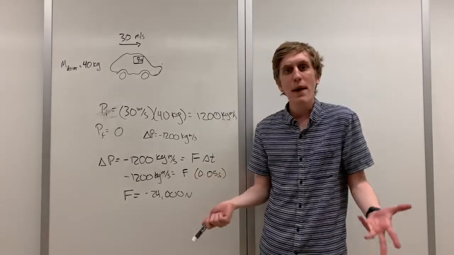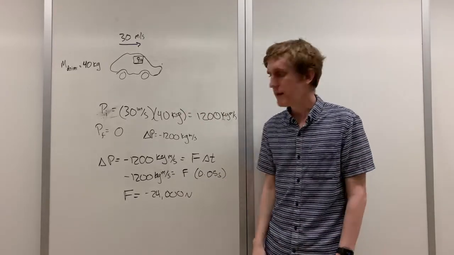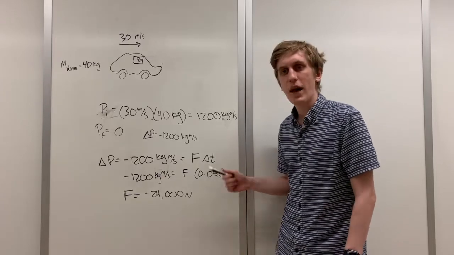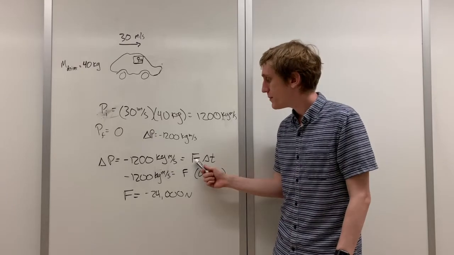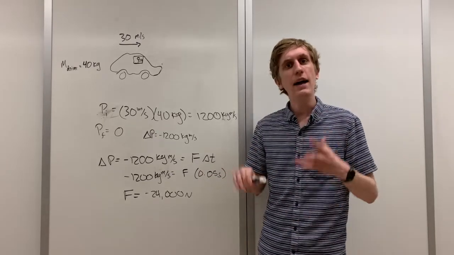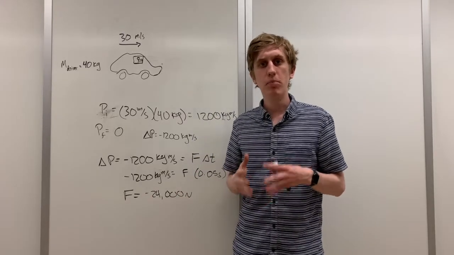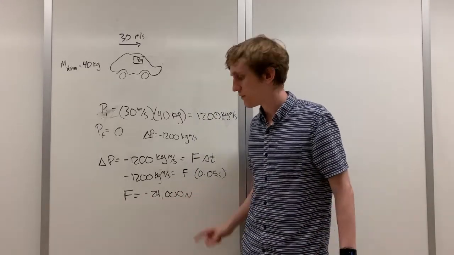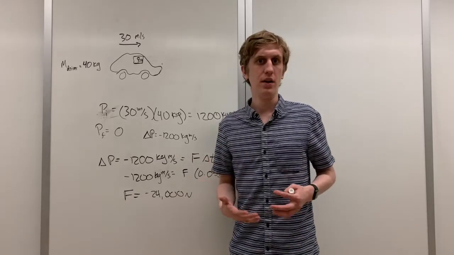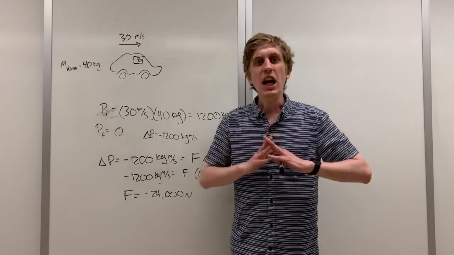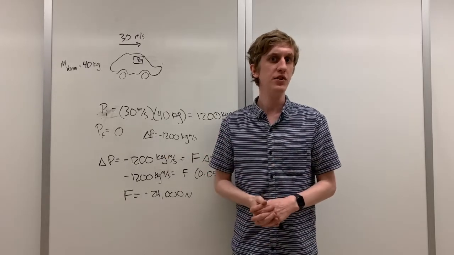What is the force that the driver will feel? Well, the change in momentum is the same. They're still starting and ending at the same speed. But now in this equation, delta t is 5 times larger, which means the force will be 5 times smaller. So now, the force that the person will feel, instead of being 24,000 newtons, will only be 4,800 newtons. This is a huge reduction for a relatively simple safety feature.